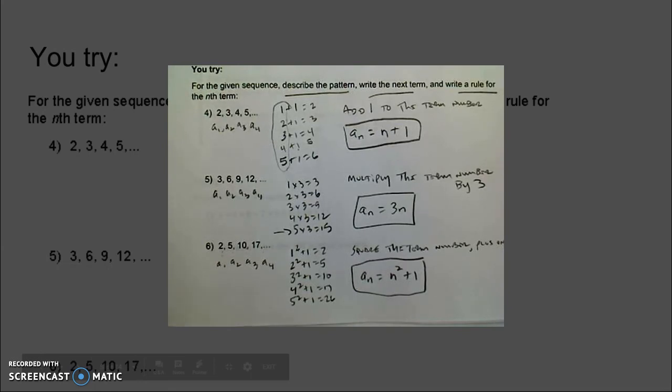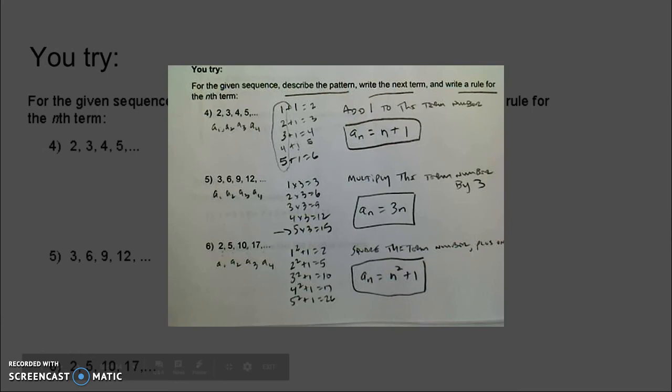The next example is a little tougher to recognize. I added 3, and then I added 5, and then I added 7. Well, how would I describe that? What did I do to 1 to get 2? Well, I doubled it or added 1. What did I do to 2 to get 5? I doubled it and added 1. What did I do to 3 to get 10? I multiplied it by 3 and added 1. What did I do to 4 to get 17? Well, I multiplied it by 4 and added 1.